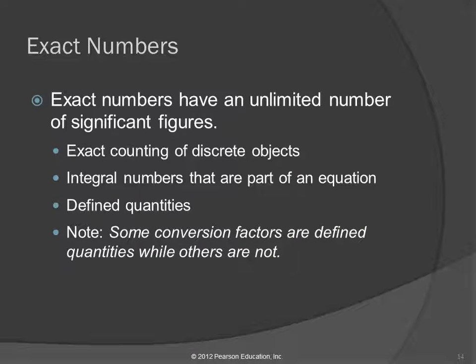Then we have to talk about exact numbers. Exact numbers, for the purposes of significant figures, we just think of them as having an unlimited number of significant figures. So how can you come up with an exact number? Well, this could be exact counting of discrete objects. Okay, I can count the digits on my hand. 1, 2, 3, 4, 5. There's exactly 5.